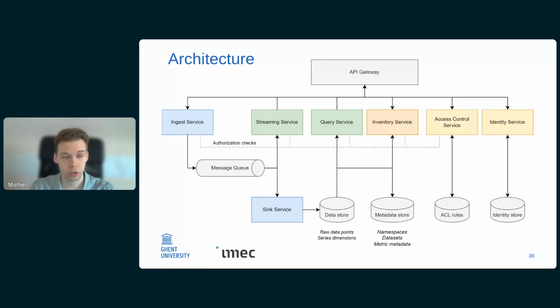And then the streaming service is also another consumer of the message queue. So if someone wants to stream data that has certain labels, for example, then the streaming service listens to the message queue and forwards the data that should be forwarded to the correct user. Then we have some other services like the query service, which is very obvious, it just queries data, and then some identity and access control services.